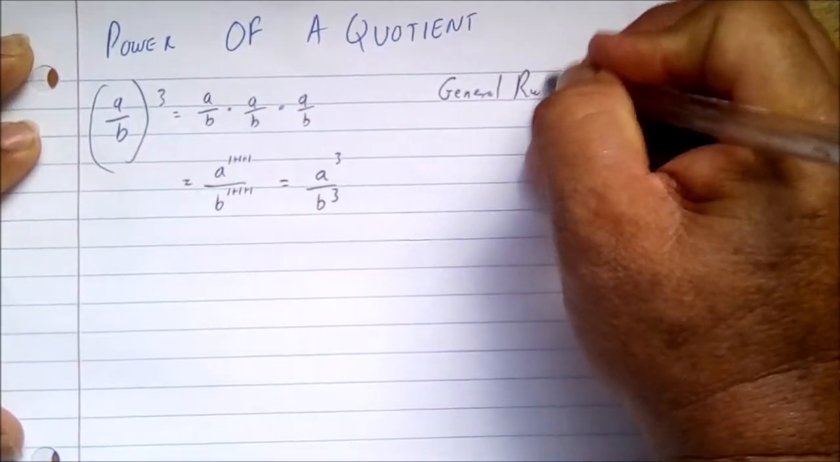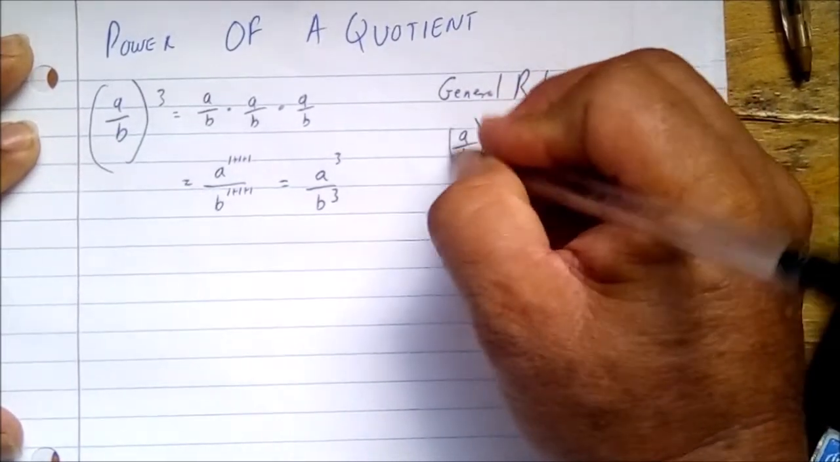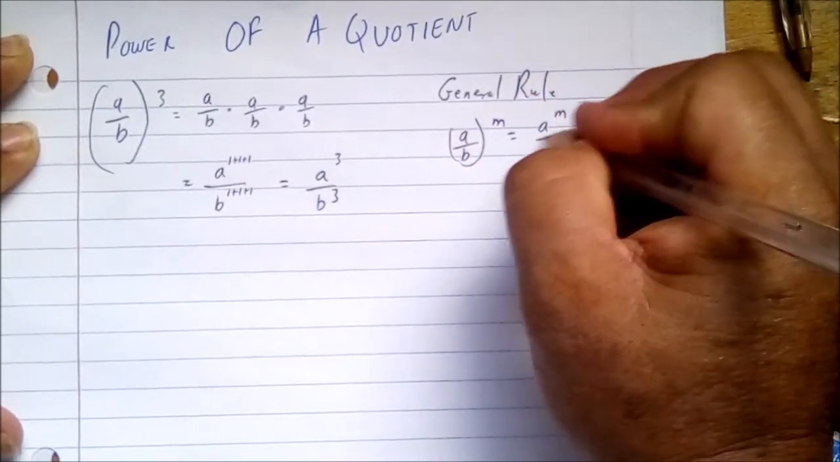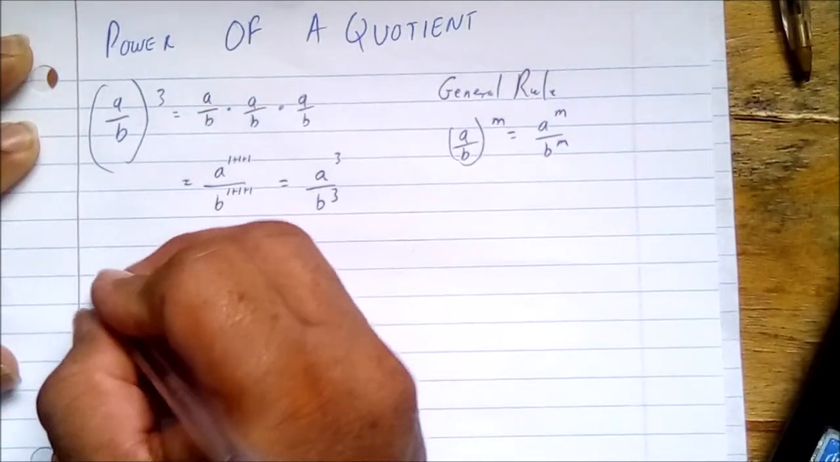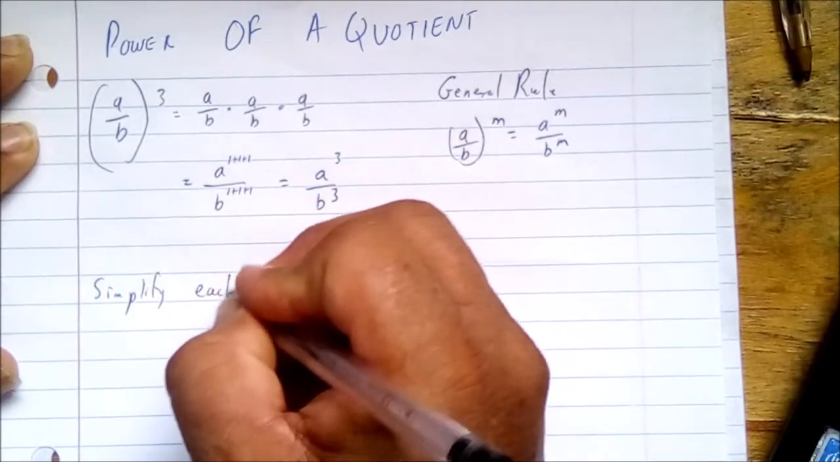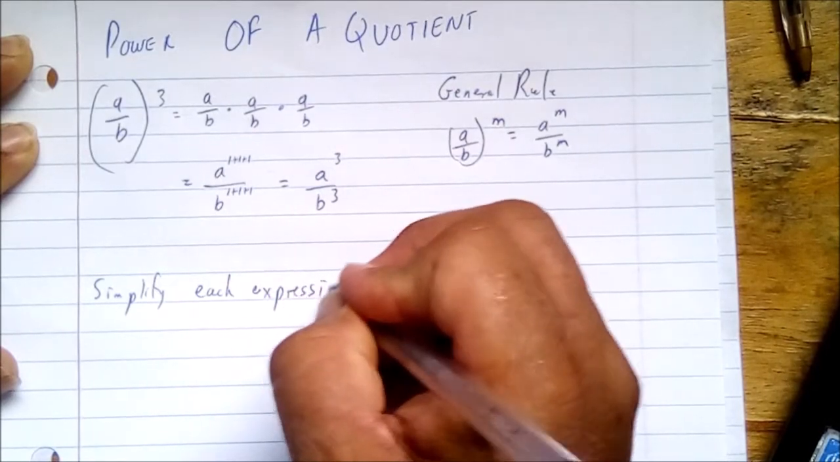The general rule says that if we have two numbers, a over b to the power of m, that gives us a to the m over b to the m. That's how it is summarized. So let's simplify each expression. When we simplify each expression, what do we mean? It simply means that we will work this out to the simplest form we can.